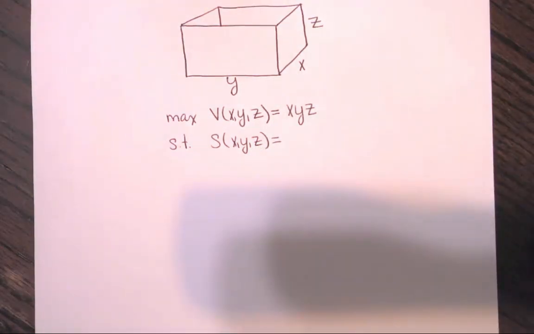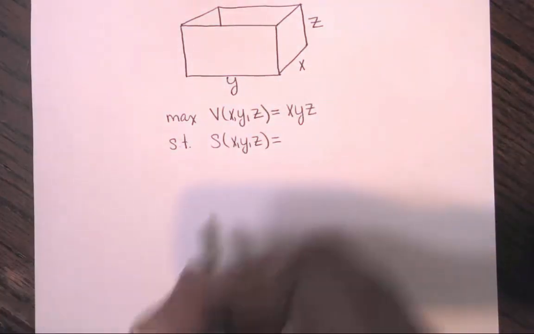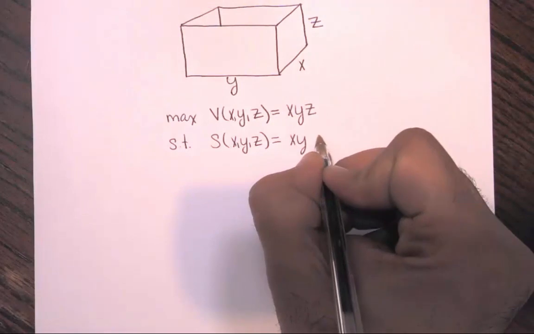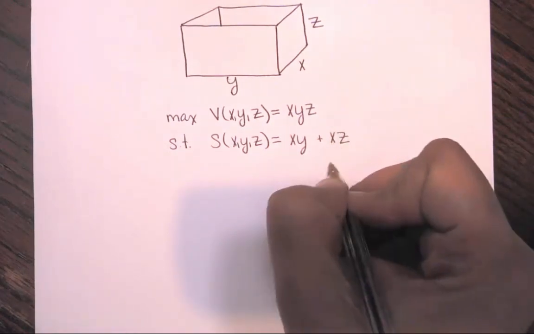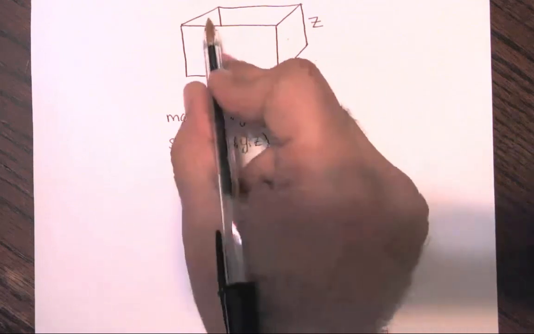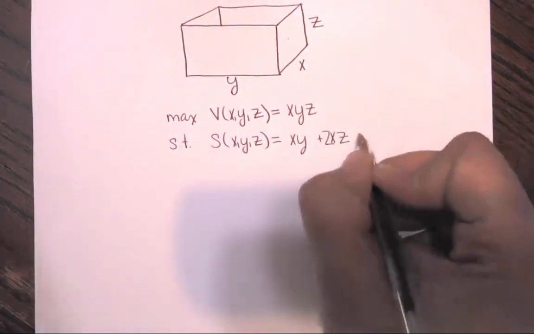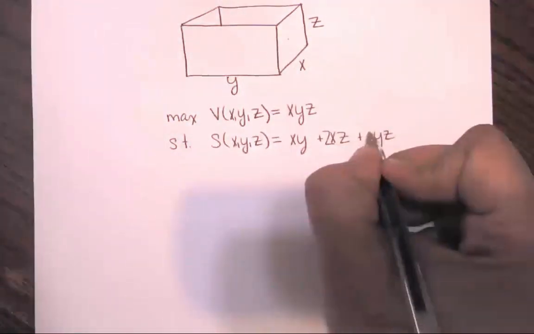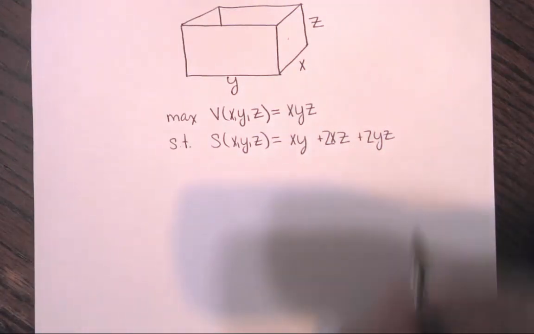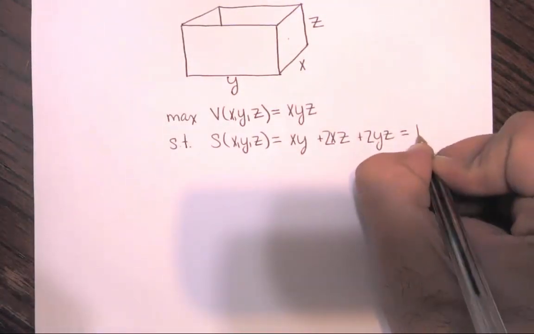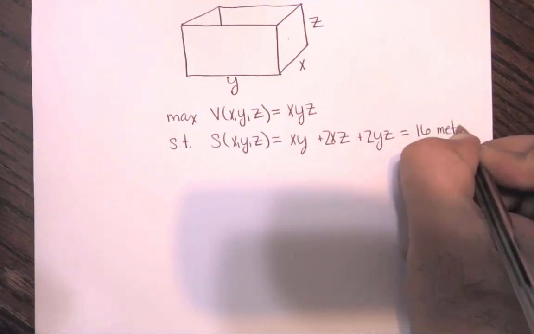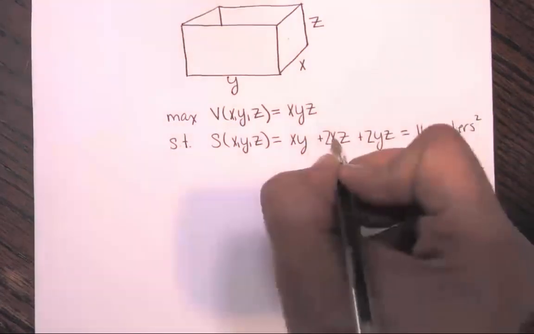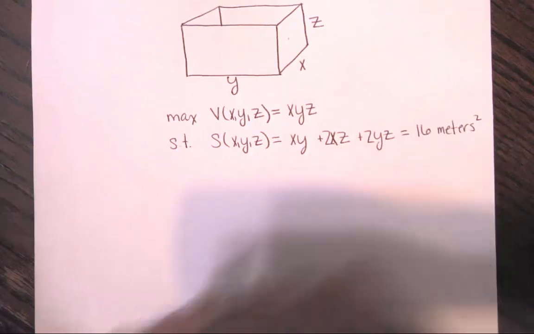All right, so what would be the surface area given the fact that this box has no top? It would be x times y, the base, plus x times z, that's this side, and this side is the same size, though there's two of them. And this would be y by z, and there's two of those. So let us suppose that this is constrained to be 16 meters squared. This is an x here in case you can't see.